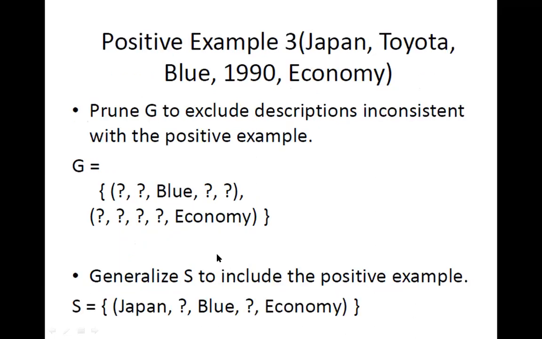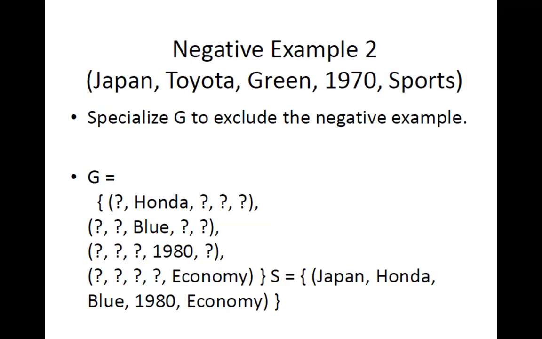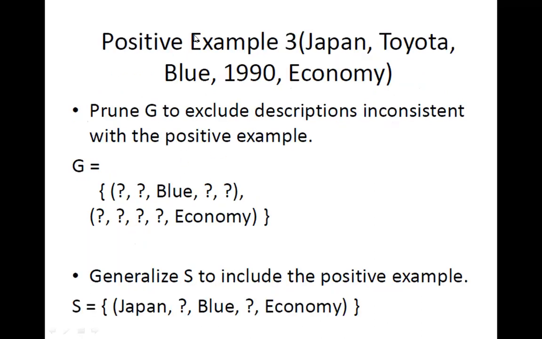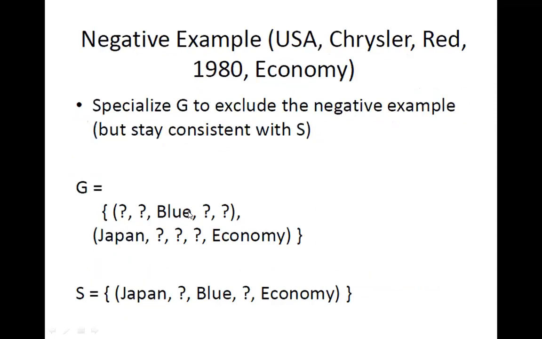And the third, one more thing is we are saying that Honda is compulsory. Okay, here it is again Japan or Toyota. So we'll remove those two hypotheses which are inconsistent with the given data. So only two G hypotheses will remain.